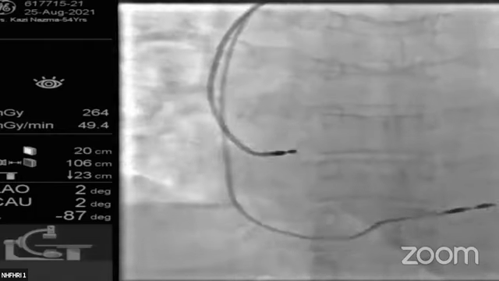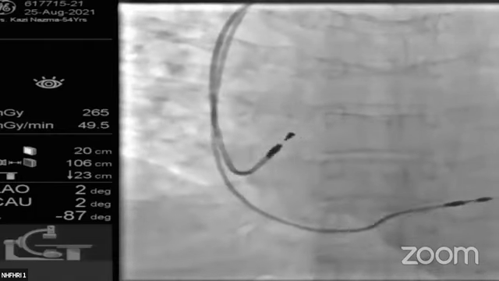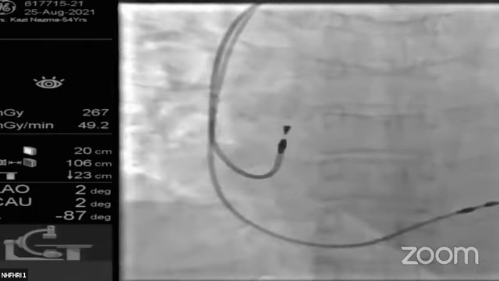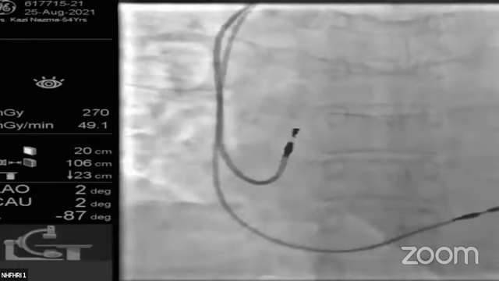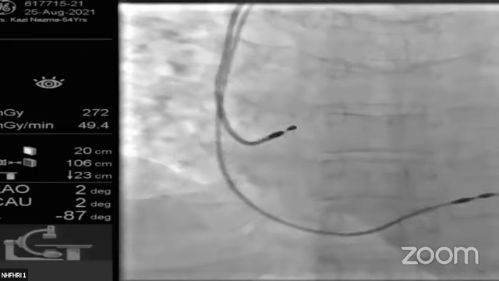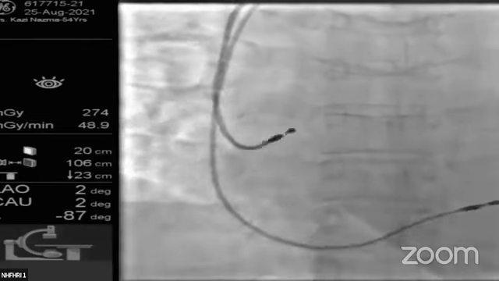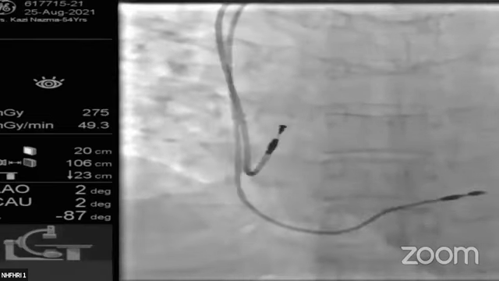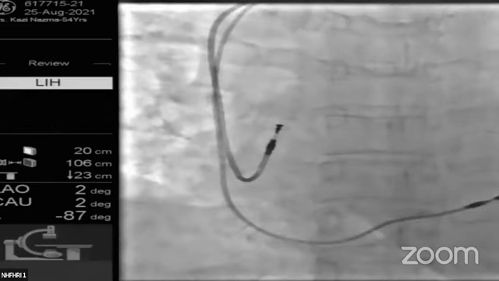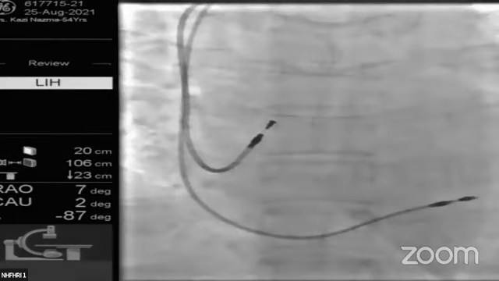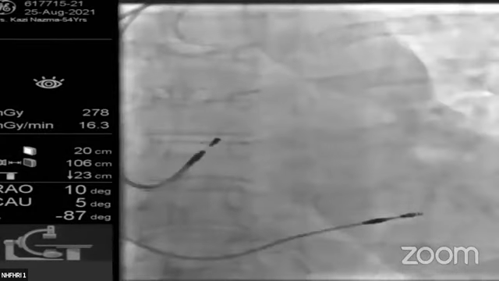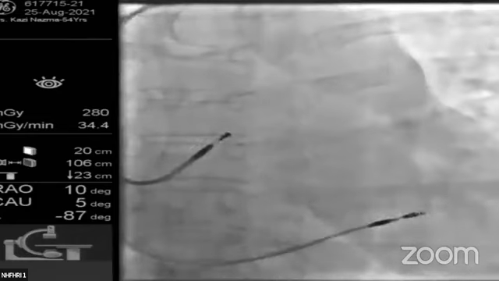So it is going into the right auricle. This is the auricle, with a nodding movement. If I pull it, it will not come out. It is in the right atrial appendage. Go to the LAO cranial view. That is the best view to see the movement. So this is the nodding movement of the right auricle.